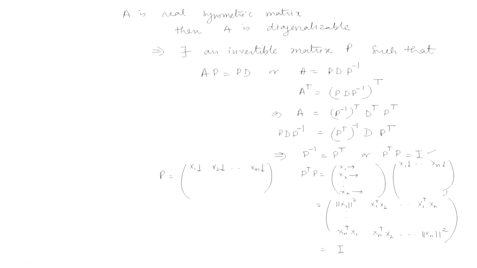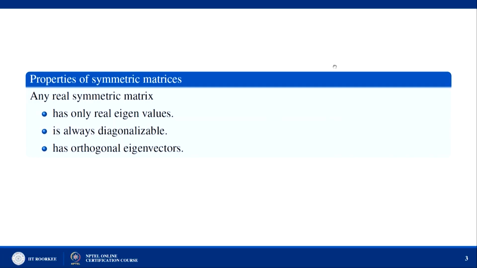This being equal to identity means the norms of all the vectors are equal to 1 and all other entries are 0. That means eigenvectors are orthogonal, in fact orthonormal. It simply means that xi transpose xj is equal to 0 if i is not equal to j, and it is 1 when i is equal to j. So, that means this set x1, x2 up to xn is orthonormal. Hence we can say that a symmetric matrix has orthogonal eigenvectors, or if it is orthonormal, then it is orthogonal also. So, these are the properties of symmetric matrices.